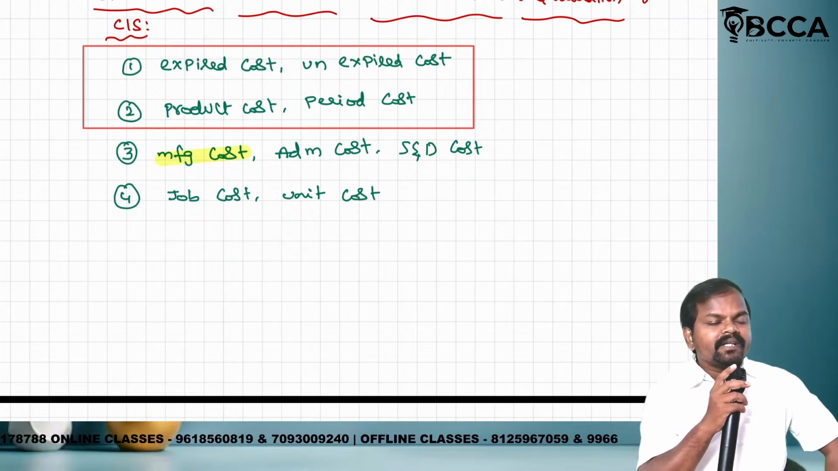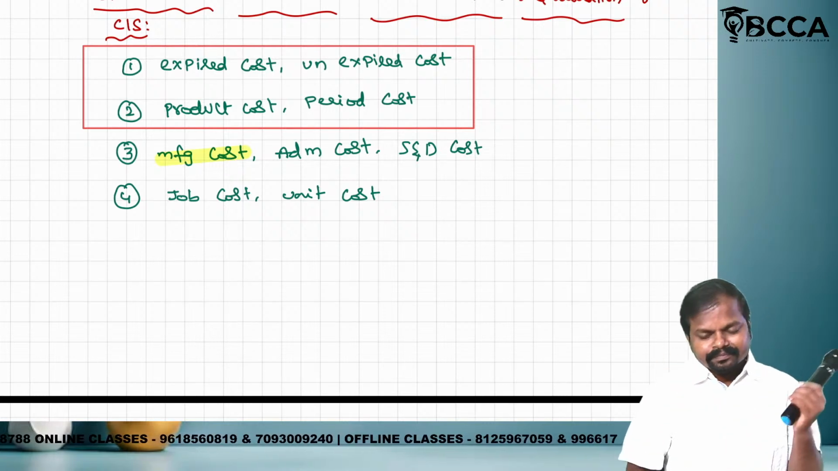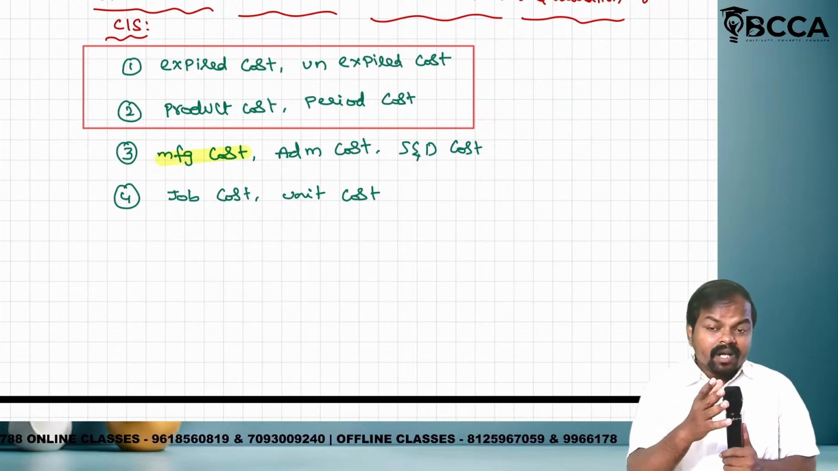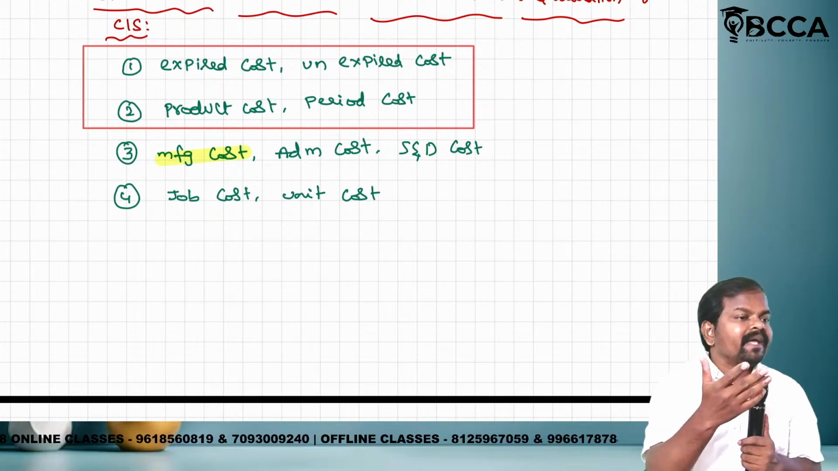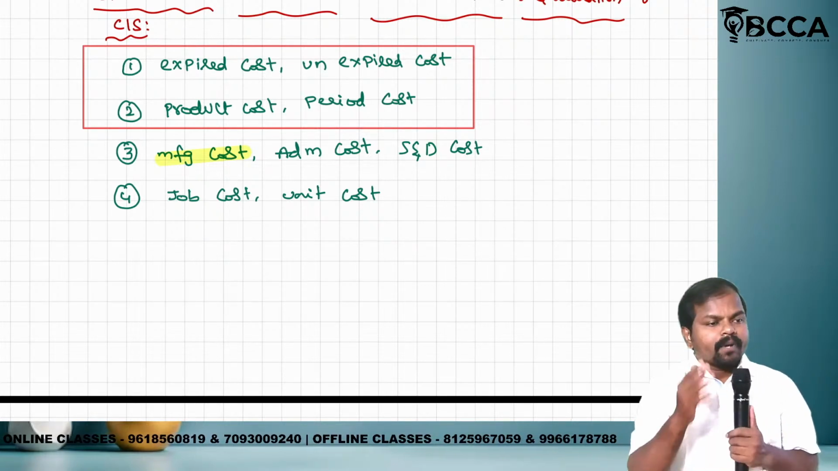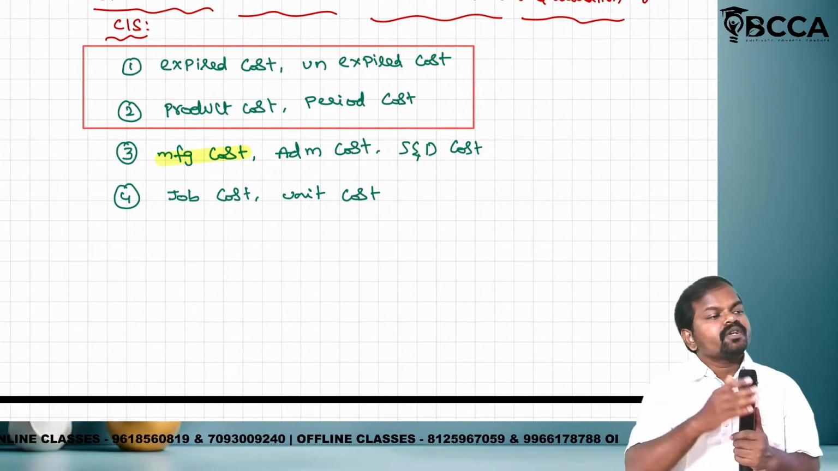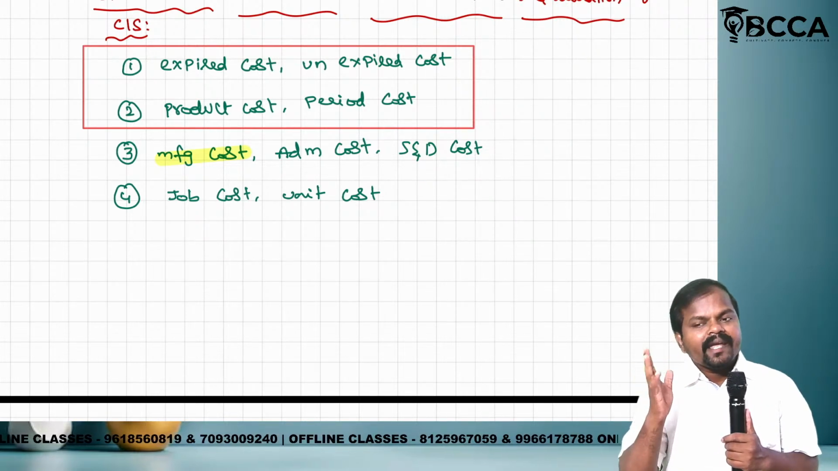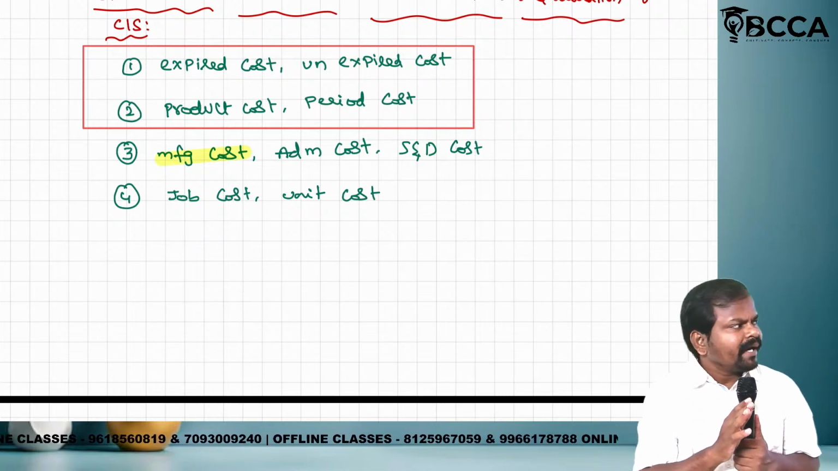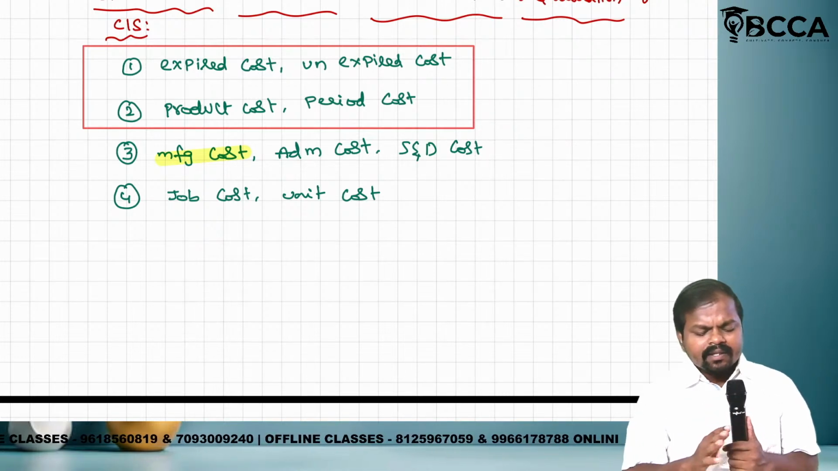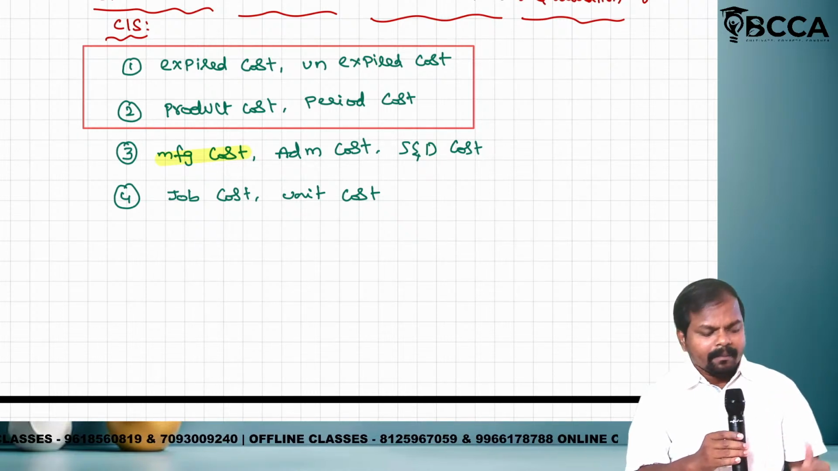You should remember the conclusion principle. Product cost: some portion is expired and some portion is unexpired. Product cost is expired based on COGS, and unexpired based on closing stock. Period cost should be fully expired in the current year itself. We discussed expired cost, unexpired cost, product cost, period cost and manufacturing cost in the earlier class.